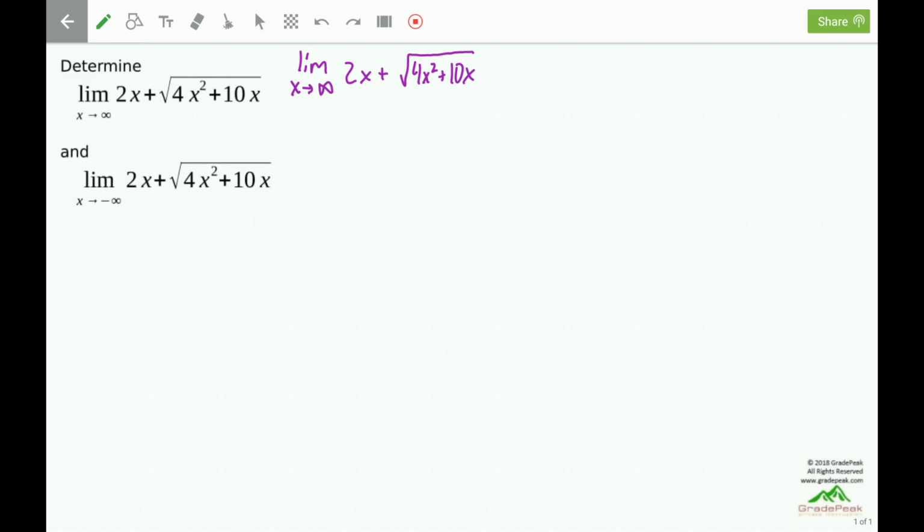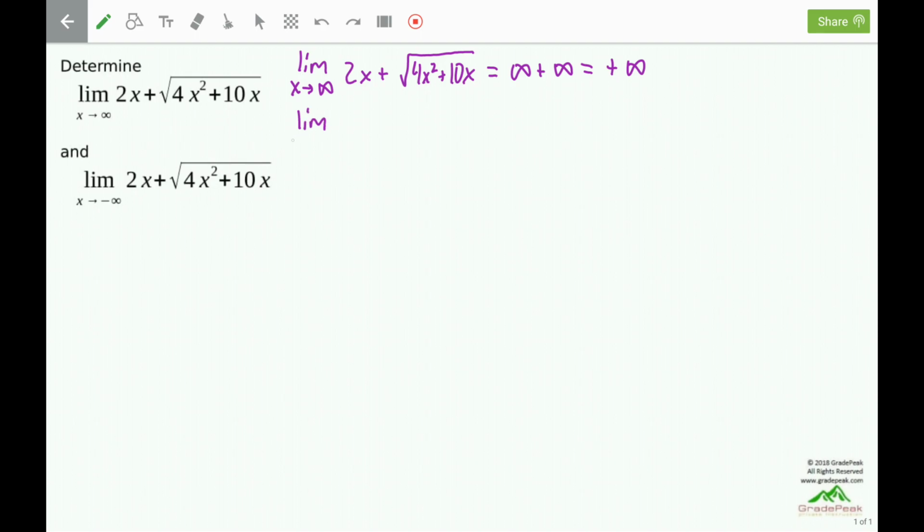the x's. Only the highest power terms matter here. There is a 2x as well as a square root of 4x squared, which is also a 2x. Plugging in positive infinity, 2 times positive infinity is positive infinity, plus positive infinity squared is positive infinity, times 4 is a positive infinity, and the square root of positive infinity is positive infinity. The result is a positive infinity plus a positive infinity. Infinity plus infinity is positive infinity, and there's the result of that limit.